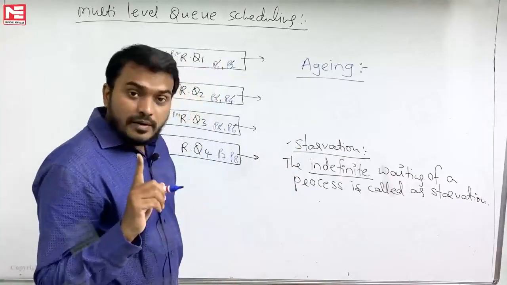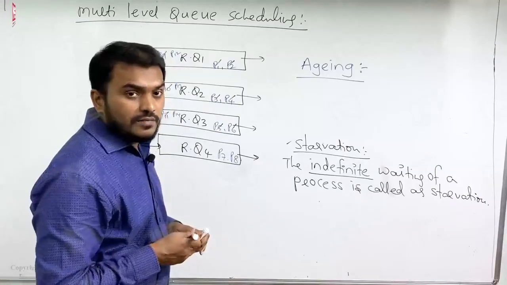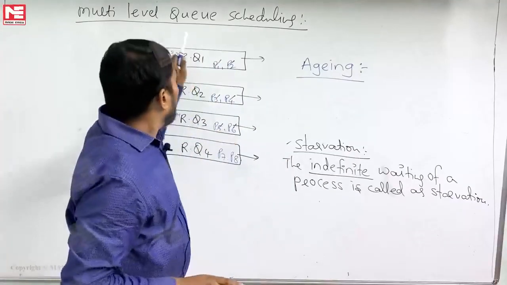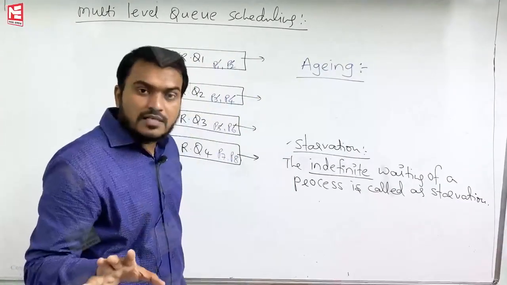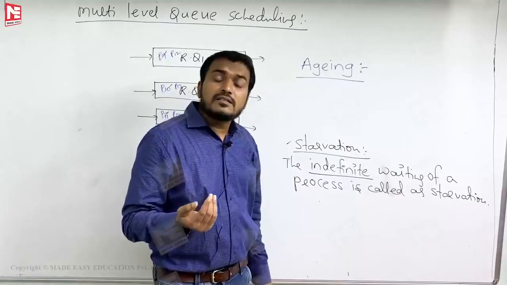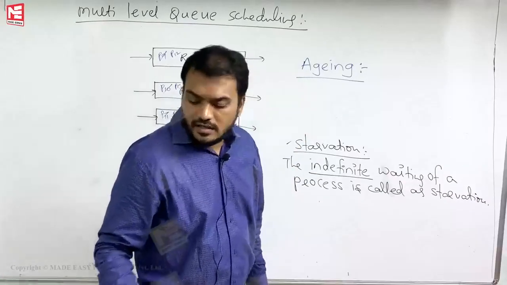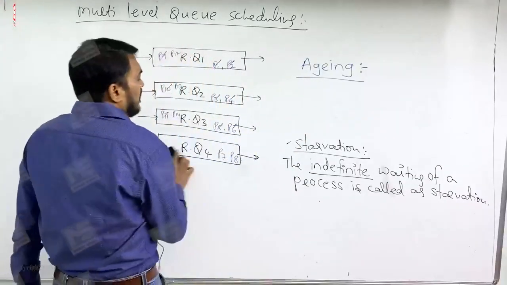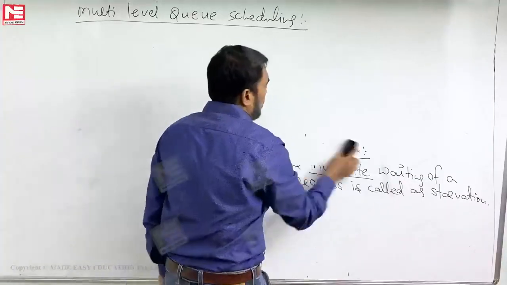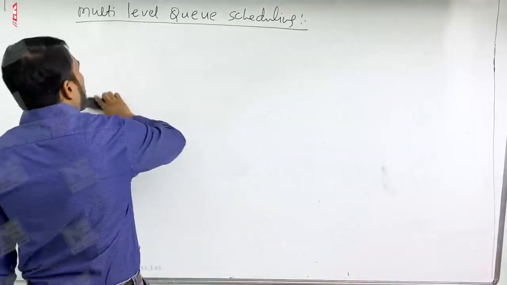But remember, an important point: in this algorithm, we are not using the concept of aging. If somebody asks whether there is starvation in multi-level queue scheduling, yes, there is. So you should remember that. That is about the multi-level queue scheduling algorithm.